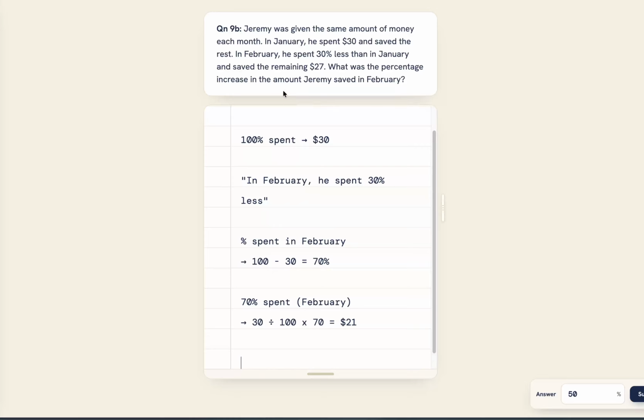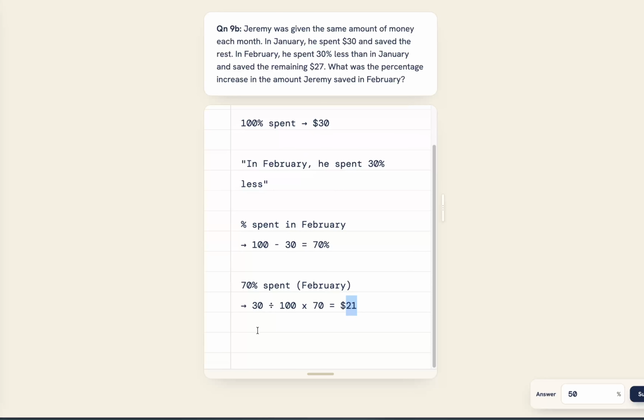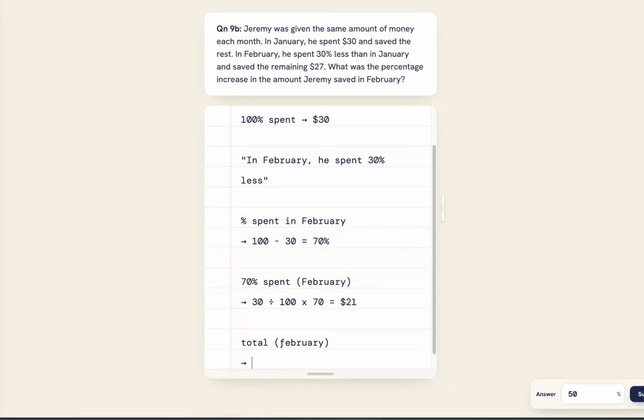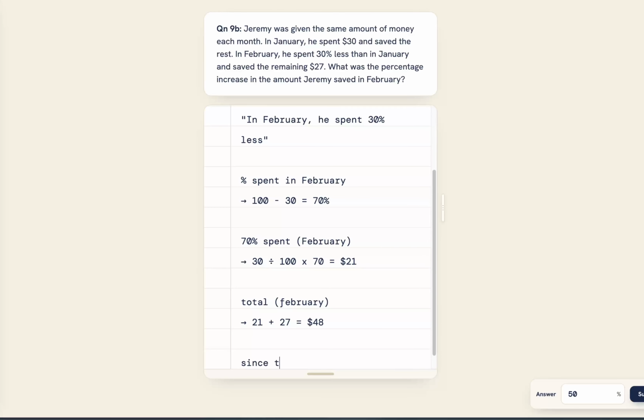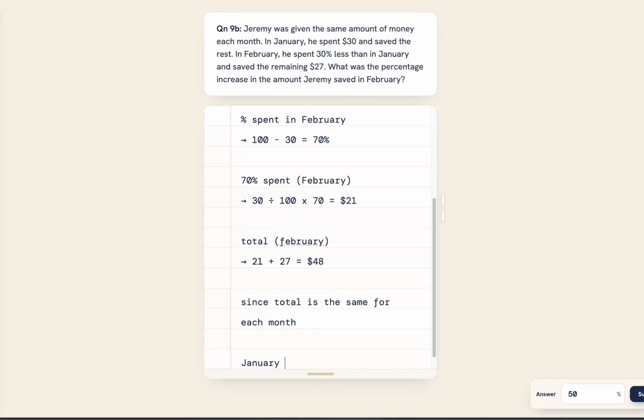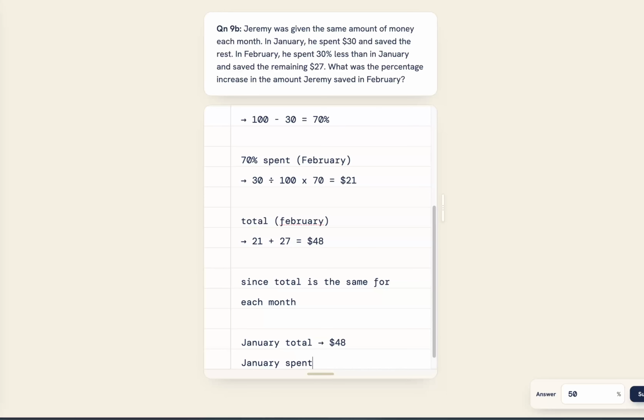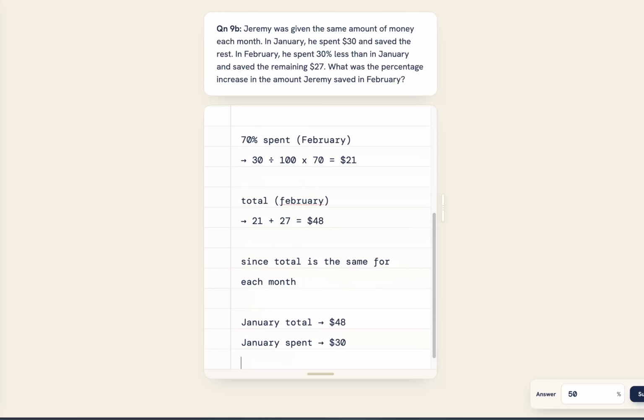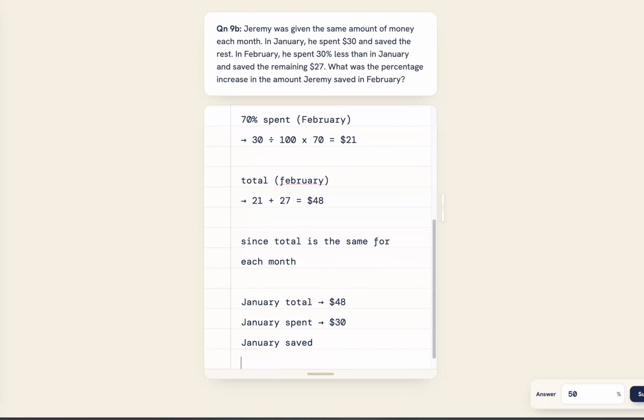So for part B, question 9 part B, what was the percentage increase in amount Jeremy saved in February? So now we know that the spent is $21 and he saved in February is $27. So total in terms of February is equal to 21 plus 27. This will be $48. Since total is the same for each month, that means for January, total is $48. And then January spent is $30. So January saved is basically 48 minus 30. This will give us $18.